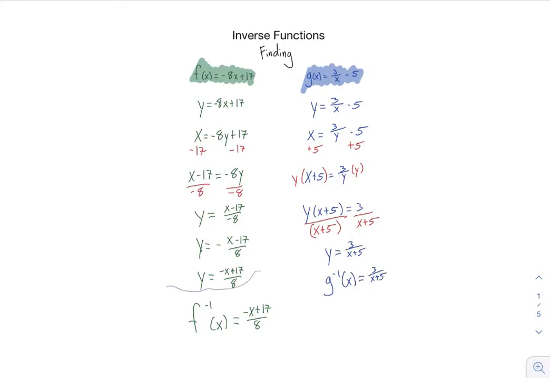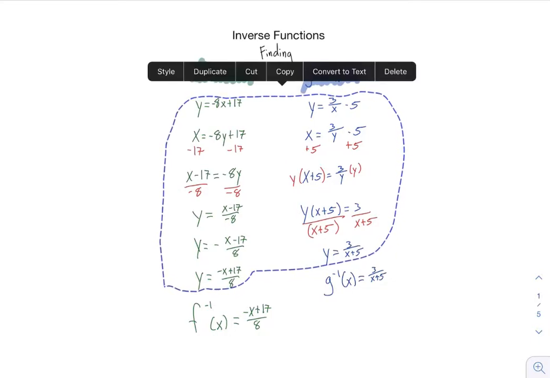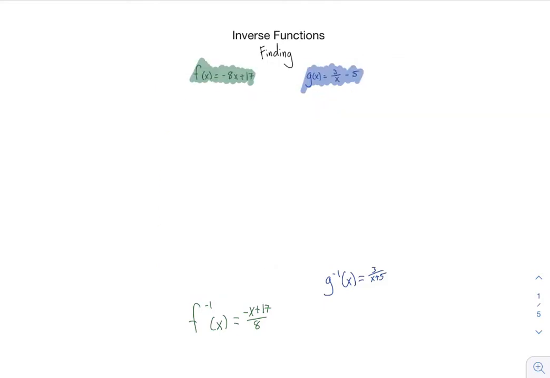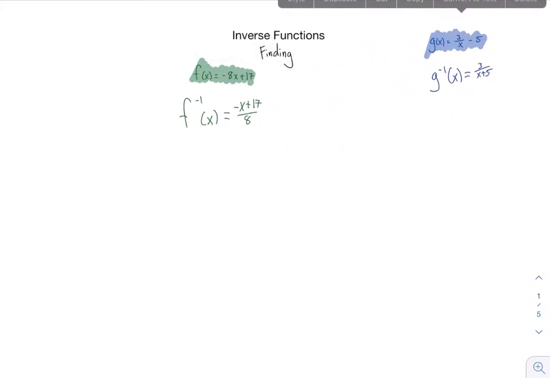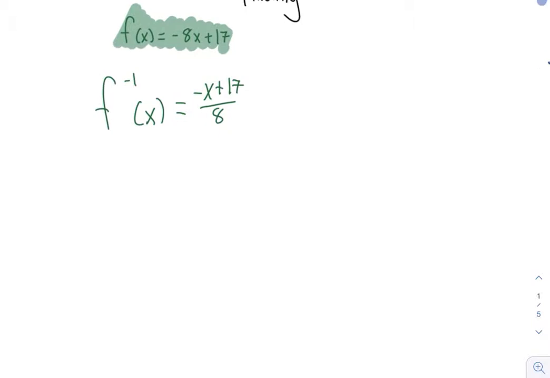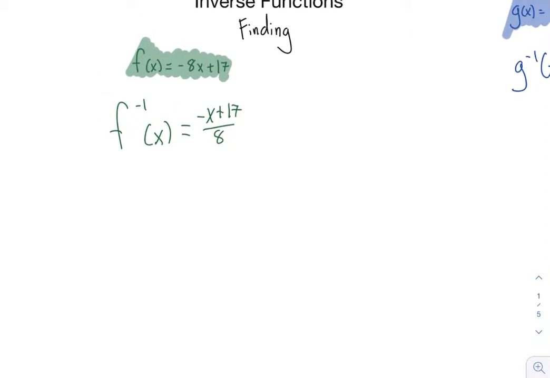What I want to do is get rid of all the work and just take a look at our two different sets of functions. We're going to have two different examples here, the f of x example and the g of x example. We'll put the g of x off to the side for now, and we'll take a look at just the f of x. Again, we're not finding them anymore. We found them last time. This time we want to prove that these are inverse functions.